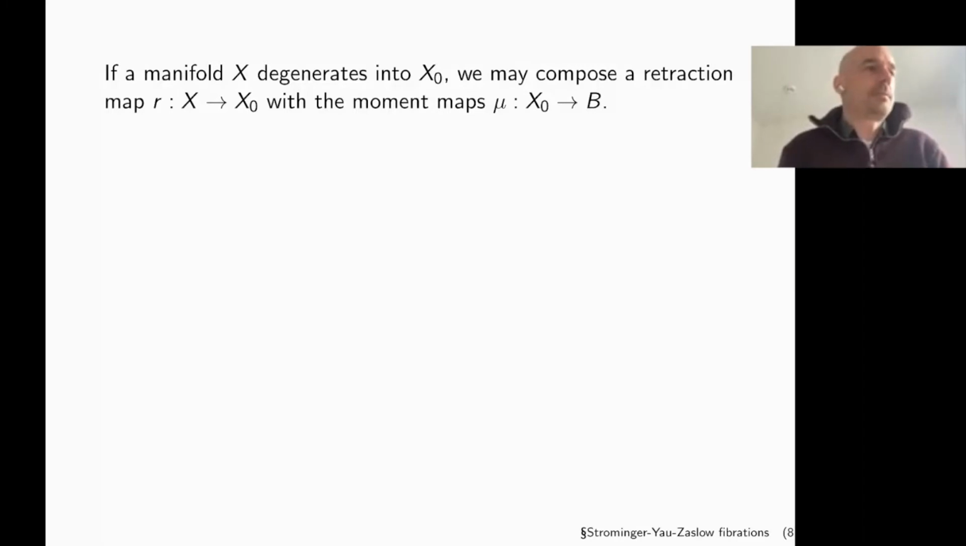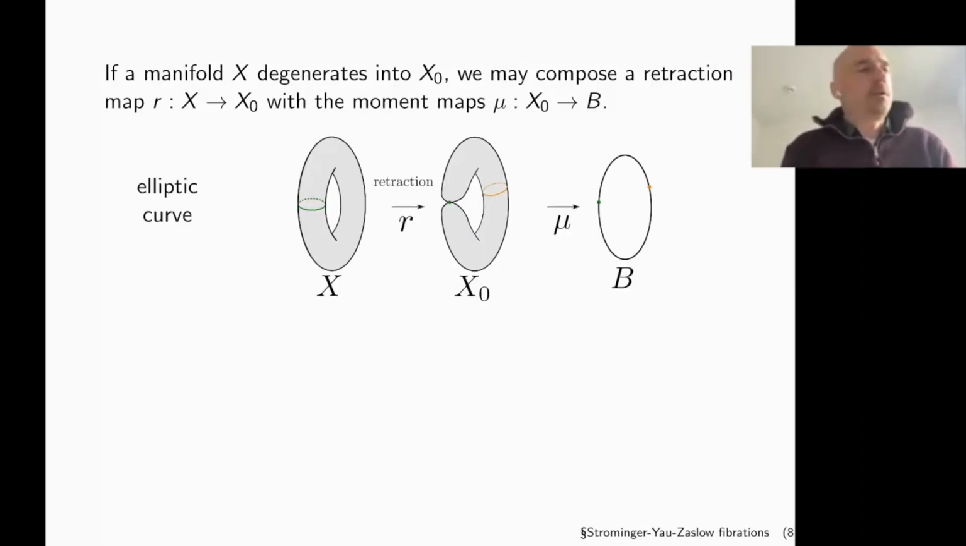So what does it look like in examples? Here's the example of the elliptic curve. In the elliptic curve case, so imagine the elliptic curve is somewhere, and we degenerate it so that it acquires a node. So you contract this green circle you see, the elliptic curve gets a node.